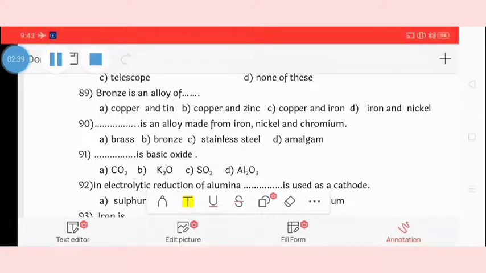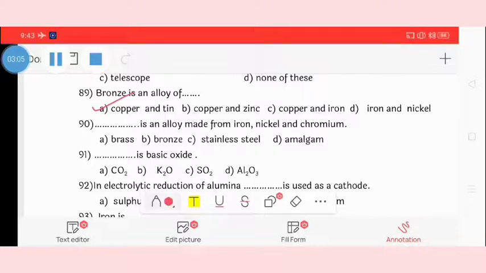Bronze is an alloy of dash. So the correct option is copper and tin. Option A is the correct answer. Dash is an alloy made from iron, nickel and chromium. The options are brass, bronze, stainless steel, amalgam. So the correct option is option C, that is stainless steel.